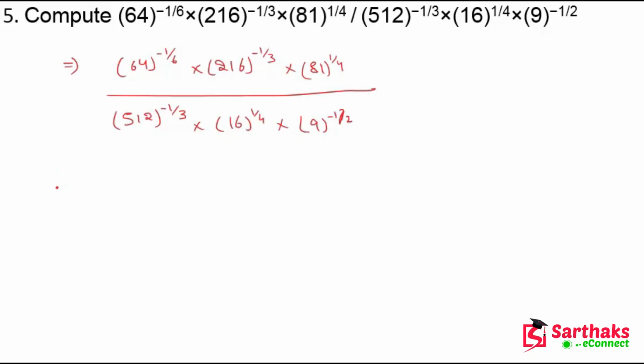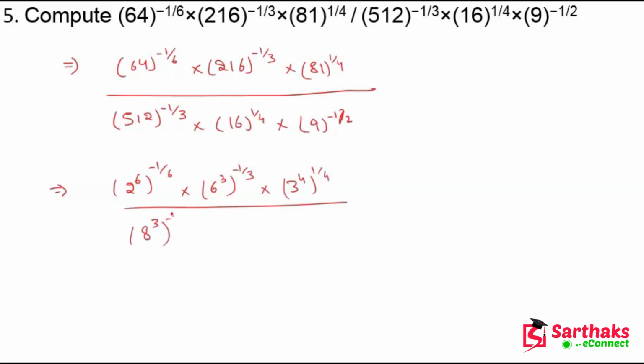Okay, so we can write 64 as 2 raised to power 6, and it is raised to power minus 1 upon 6, into, we can write 216 as 6 raised to power 3, and it is raised to power minus 1 upon 3, into, we can write 81 as 3 raised to power 4, and it is raised to power 1 upon 4, and it is divided by, here we can write 512 as 8 raised to power 3, and it is whole raised to power minus 1 upon 3, multiply, we can write 16 as 2 raised to power 4, raised to power 1 upon 4, into, we can write 9 as 3 raised to power 2, and it has minus 1 upon 2.